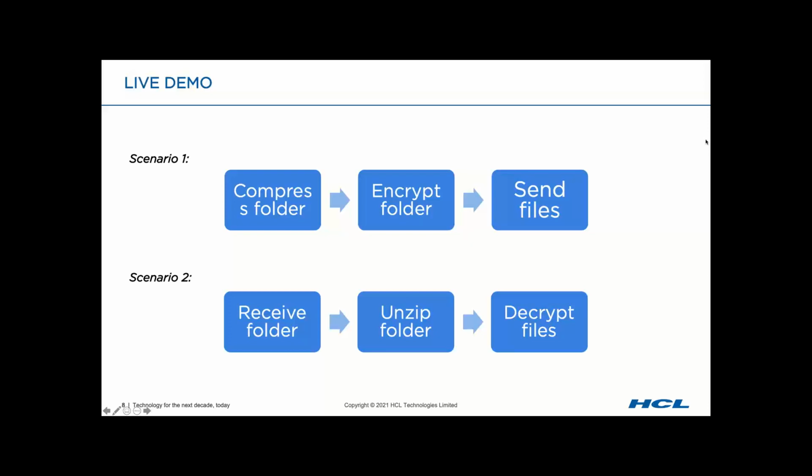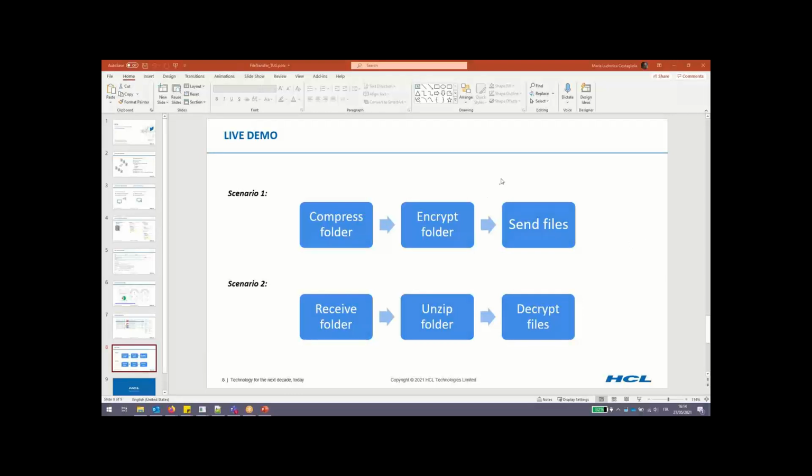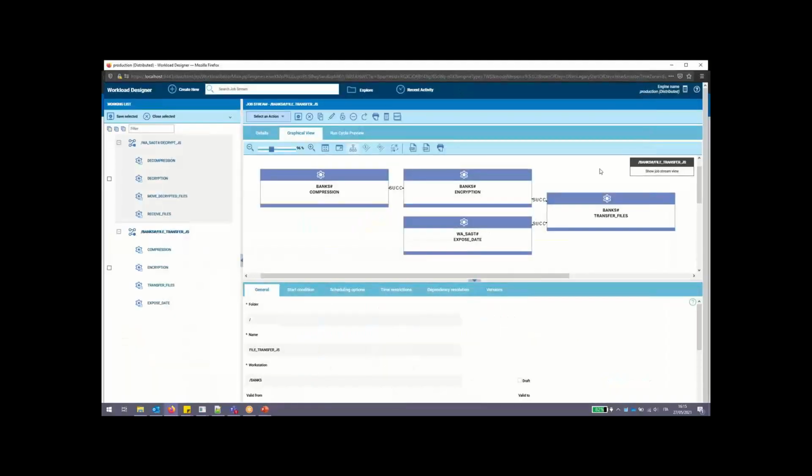Okay, so in the first scenario, we'll compress a folder, encrypt it, and then send everything we have to some destination. And in the second scenario, we'll do the other way around. We receive a folder from an external machine, we unzip this folder, and we decrypt all the files that were inside this folder. So let's start with the first one.